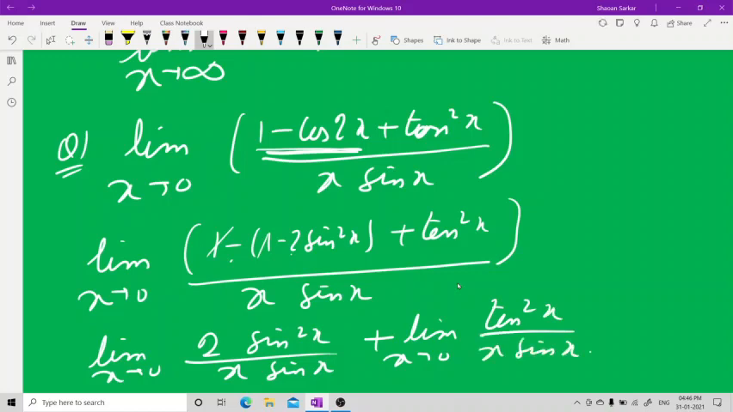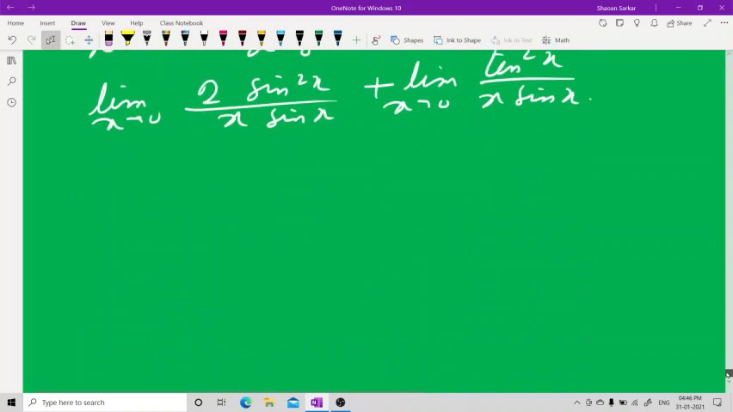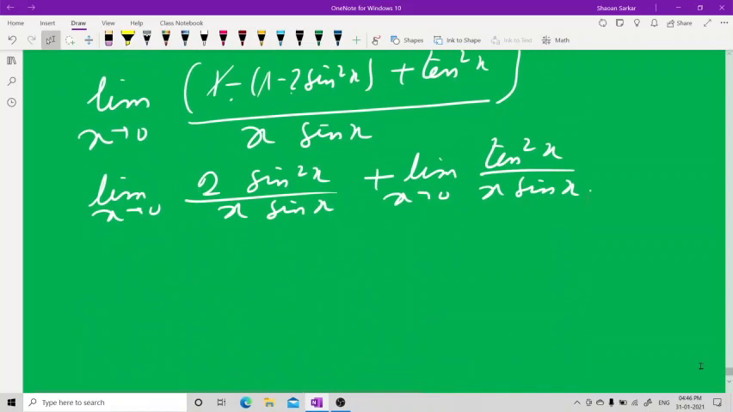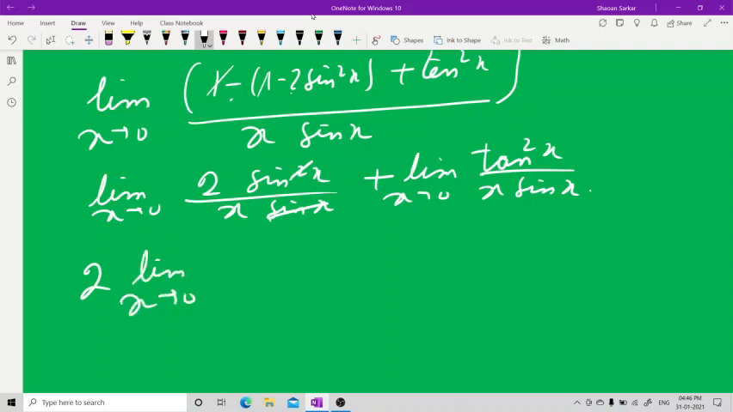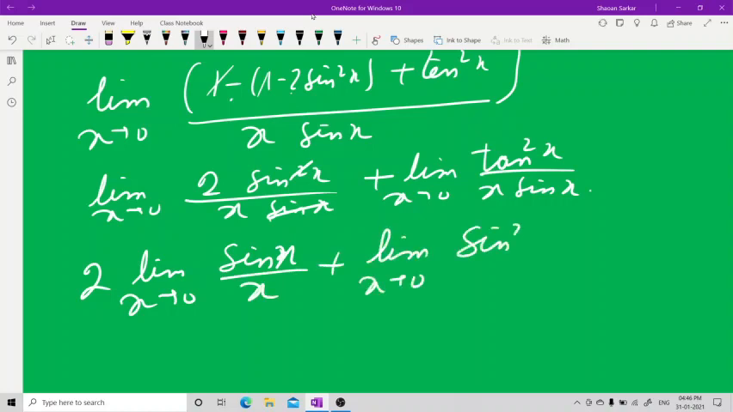Now you need to break the tan and sine into this. See, you have got this, this is tan square x. Now you see sine square will cancel with this. Take the limit: limit x tending to 0, 2 sine x upon x, plus limit x tending to 0, sine square x upon cos square x into 1 upon x sine x. So this sine x will cancel out.